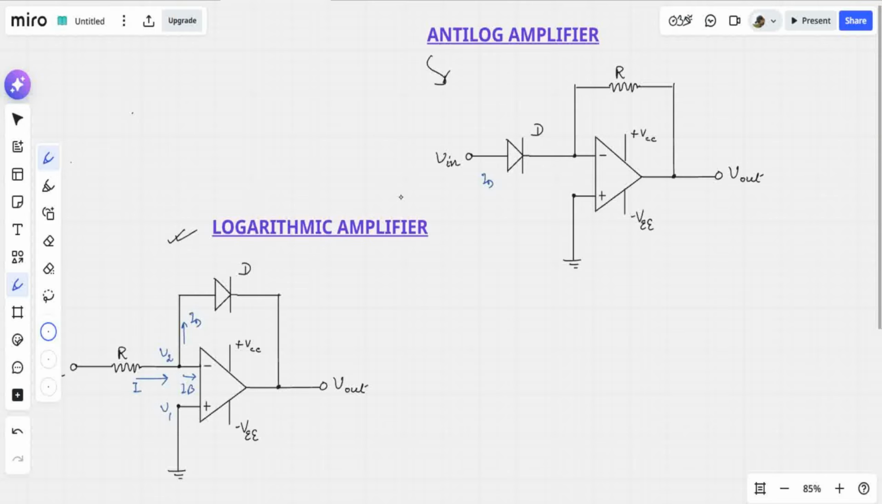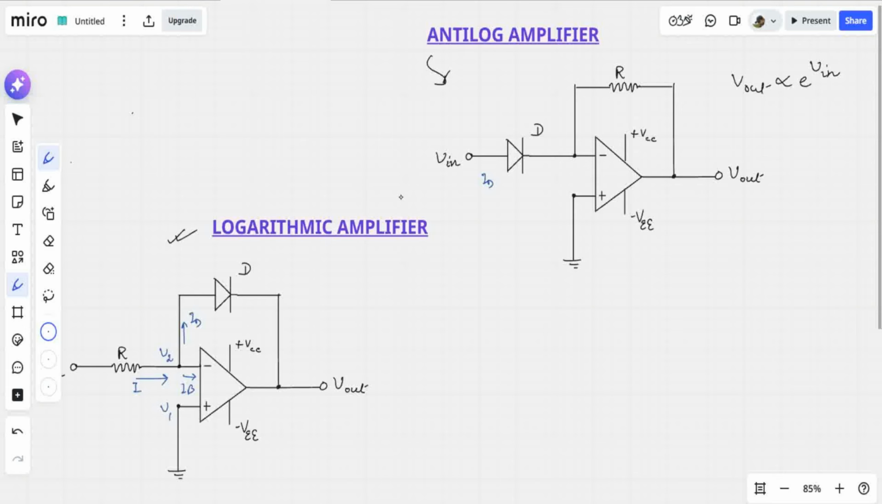Mathematically, V out is proportional to e to the power V in. So the logarithmic amplifier compresses the signal and the antilog amplifier expands it. Now you may wonder, if we already have amplifiers, why do we need an anti-log amplifier? The answer lies in special applications like anti-log computation, multiplication and division circuits, signal processing, instrumentation, and communication systems. In many cases, mathematical operations can be performed more easily using log and anti-log circuits.